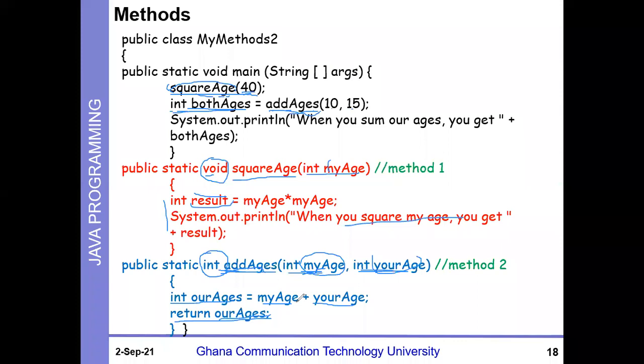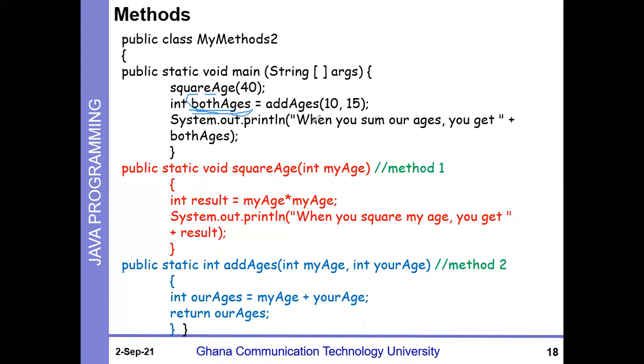Now, when it's bringing it back, what do you do with it? You have to have a variable ready to receive it. Again, it's like asking Amma to cook. When Amma is cooking, there should be somebody ready to eat, maybe you or your uncle or whatever it is. So by the time you are calling the method, that variable is ready. So when it's being returned, it is assigned to that variable, both ages. And so you can also now print out, when you sum our ages, you get this.